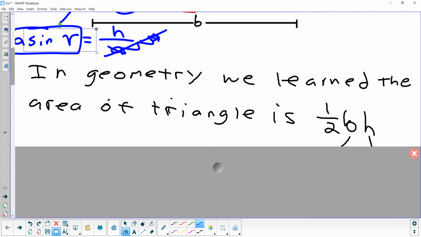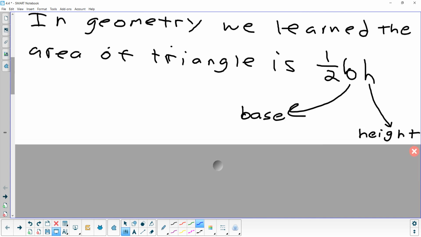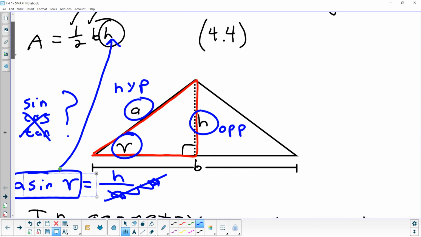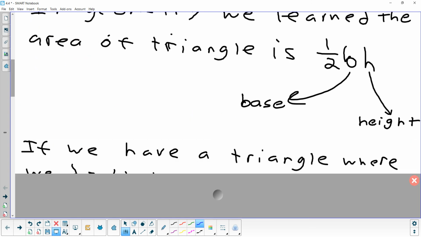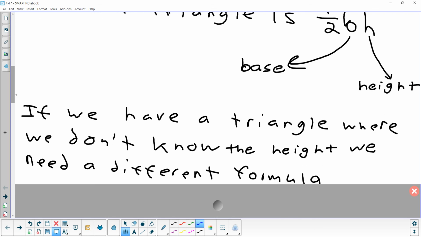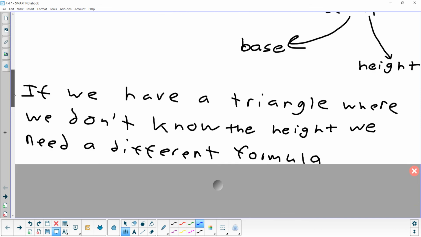I already asked you guys that. The area is 1/2 base times height. If you're not sure what the B and the H stand for, I just labeled them right there. You could just label them if you wrote it down up above. All right, so if we have a triangle where we don't know the height, we need a different formula. That's what we're creating right now. We already went through how to create the different formula. We just have to write it down. That's all we got to do at this point.